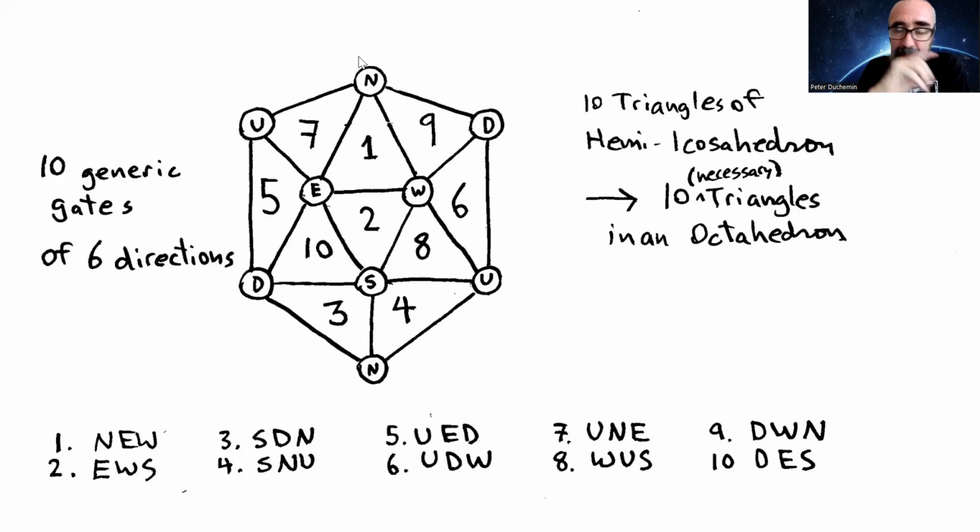What I have done is I've taken the directions north, south, east, west, up, and down, the 6 directions, and I have assigned them to these points. So these are the vertices, and you can see that north is in 2 positions, down is in 2 positions, up is in 2 positions, but really there's only one north and one down, and similarly east, west, and south. So this actually is going to be an icosahedron.